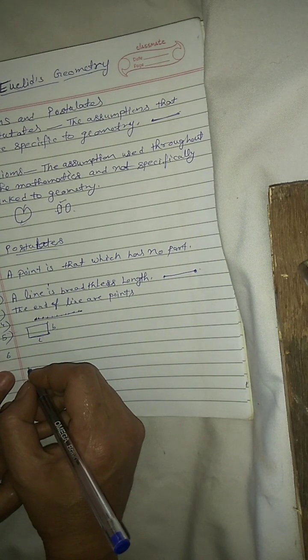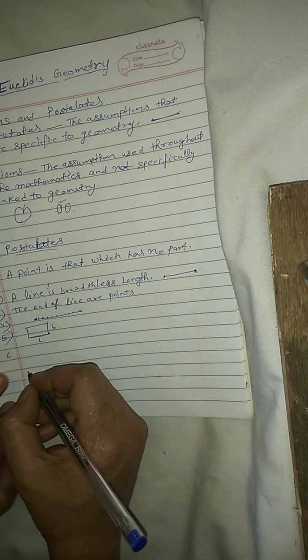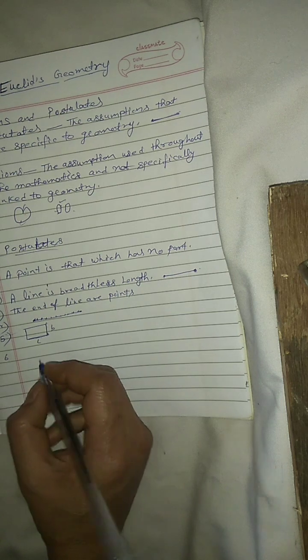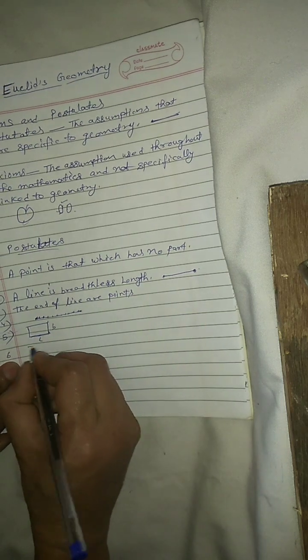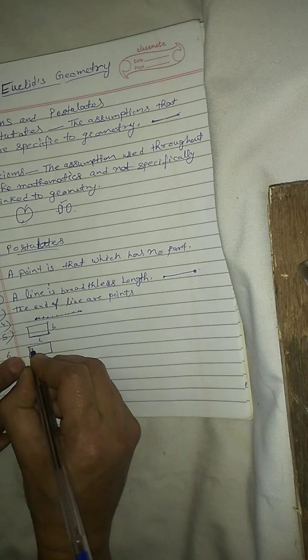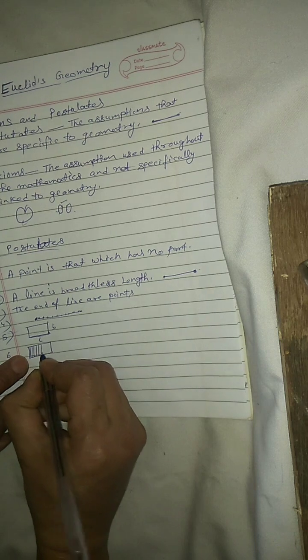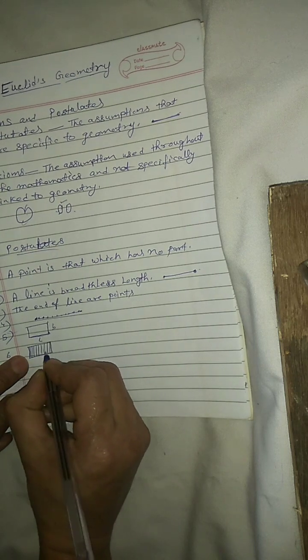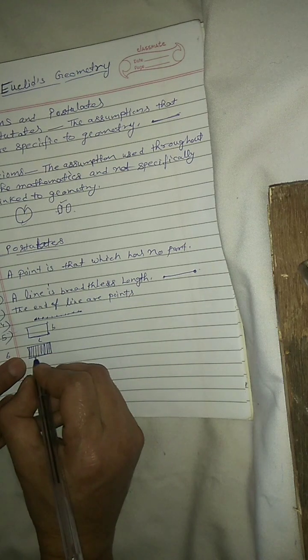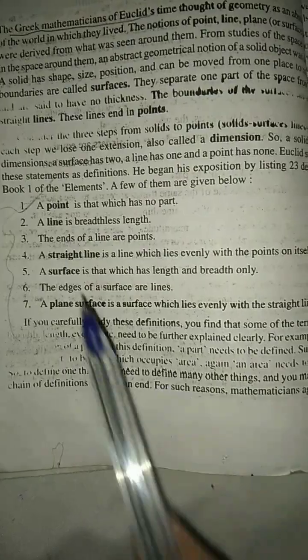And seventh, a plane surface is a surface which lies evenly with the straight lines on itself. It means a plane surface is a surface on which straight lines lie evenly on that surface. So these are the Euclid postulates.